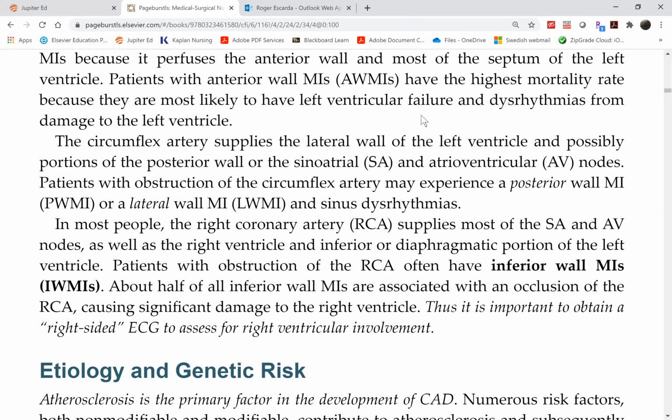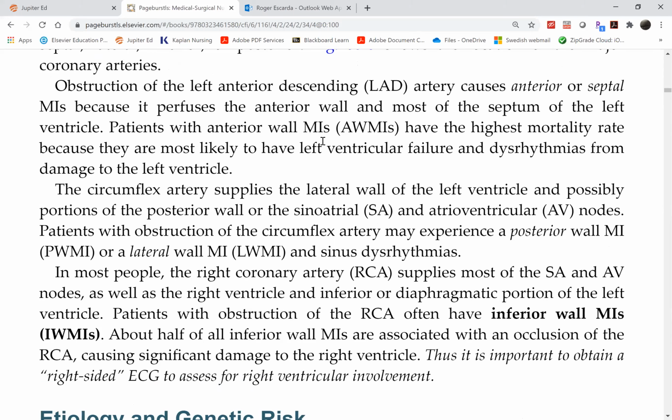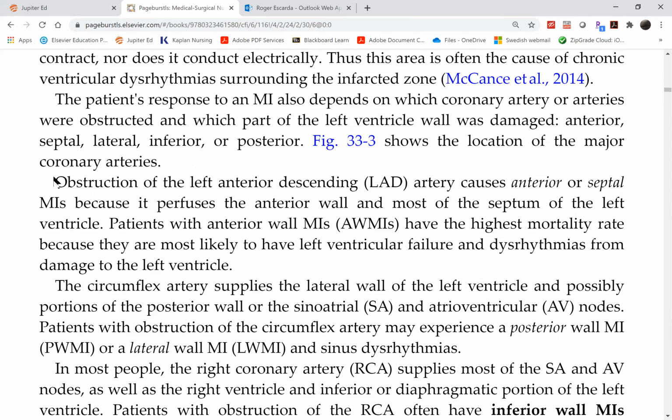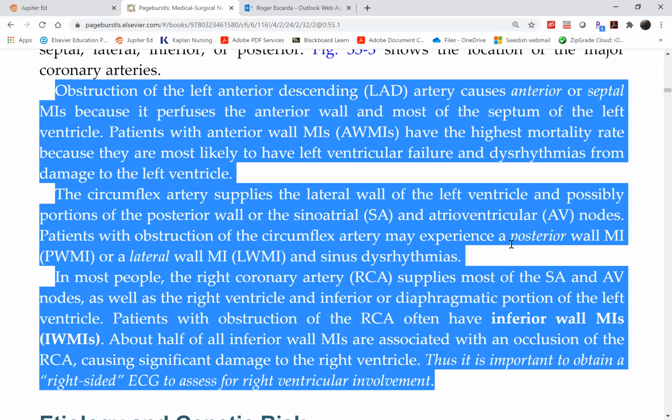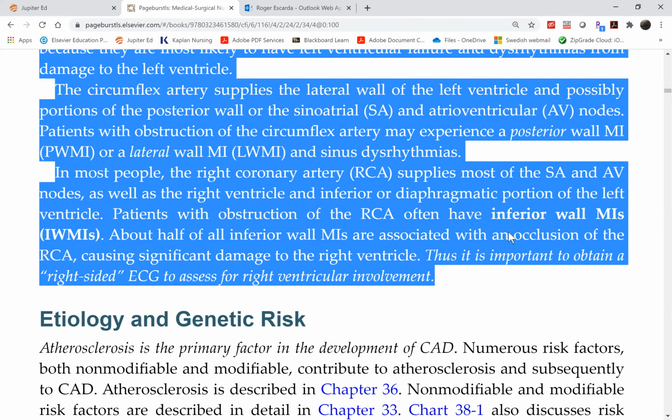All the rest here are very specific to the MI, so I'm not testing these. Okay, so the changes specific to the artery involved, I'm not testing you on that. So you can disregard that part.